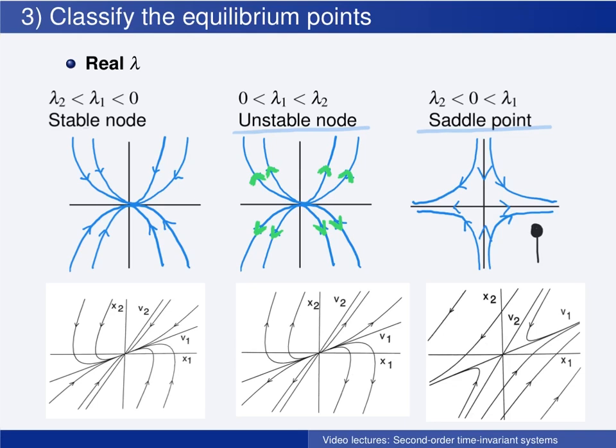We also have the special cases when lambda 1 and lambda 2 have the same non-zero value. Then the system is critically damped, or we may have the case when lambda 1 and or lambda 2 are 0. You can read about these special cases at page 41 to 46 in the book by Khalil.